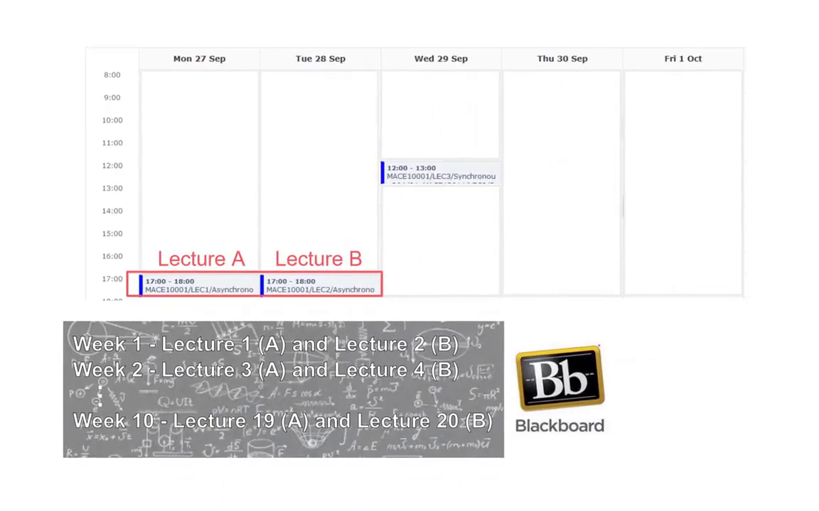Each of these timetable blocks corresponds to one lecture, such that there are 2 asynchronous lectures to be reviewed per week. For example, the first teaching week has lectures 1 and 2 assigned, the second, lectures 3 and 4, and so on, such that by the 10th teaching week of the semester, you will have arrived at the final lectures 19 and 20.